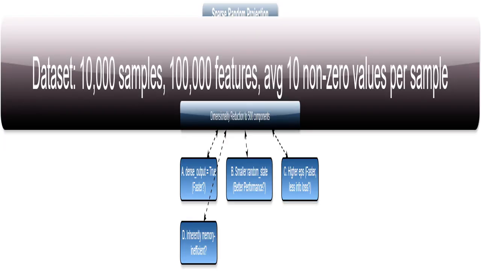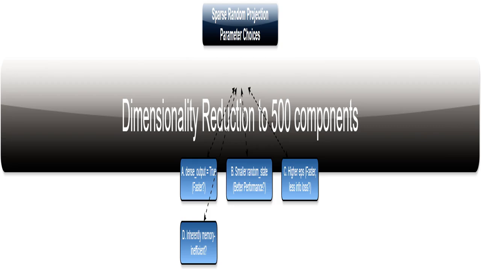This describes our dataset. Think of it like a giant spreadsheet. Most of the cells are empty, zero values, making it a sparse dataset. That's key because it means we can use clever techniques to save space and speed things up. Our goal is to reduce the number of features from 100,000 down to just 500. This makes the data much smaller and easier to analyze, without losing too much important information.